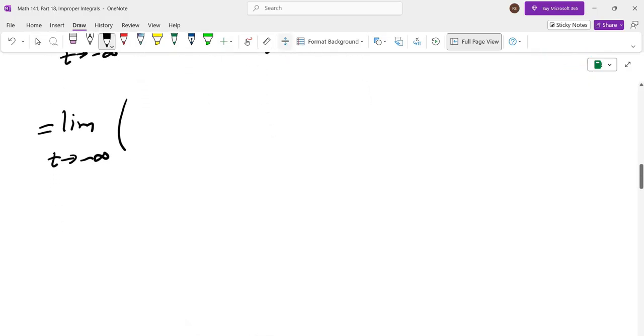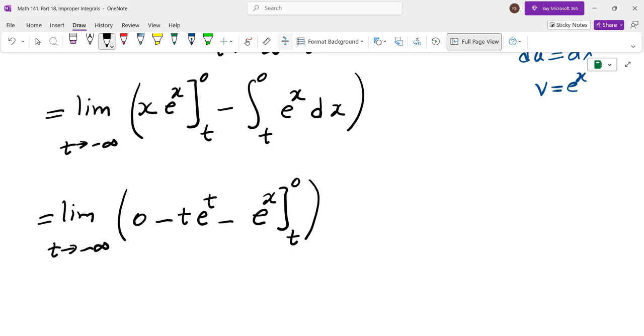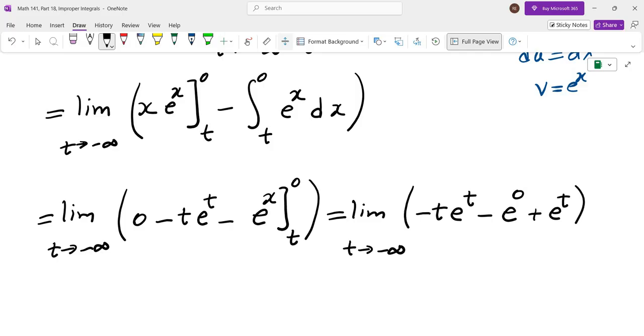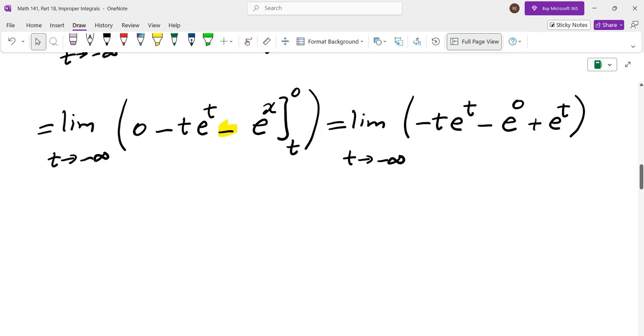So that's the limit as t approaches negative infinity. When we plug in 0, we get 0. When we plug in t, we get t e to the power of t, minus the integral of e to the power of x, which is e to the power of x. We have to evaluate that from t to 0. So this is the limit as t approaches negative infinity, negative t e to the power of t minus e to the power of 0 plus e to the power of t.